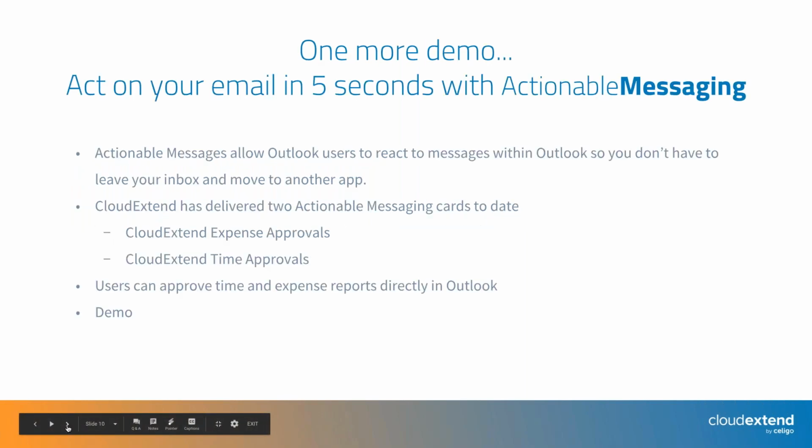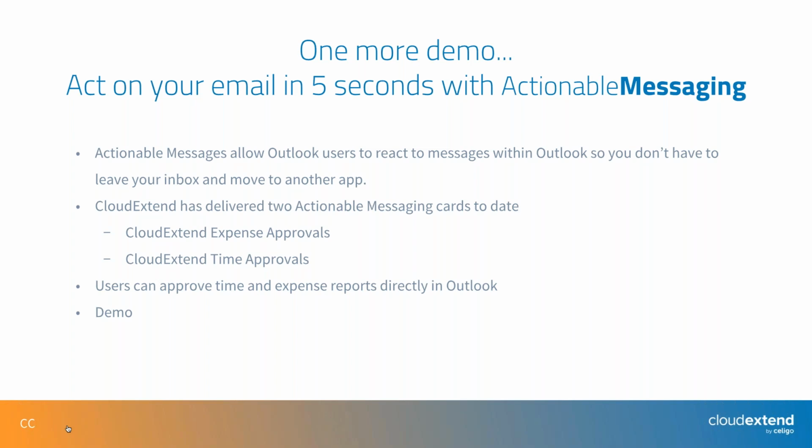So now I'm going to do another demo myself with what I think is our most exciting feature called Actionable Messaging. So Actionable Messaging is a new concept for Microsoft. It's available just recently in Outlook, and it's designed to allow users to act on their email in 5 seconds or less, which, by the way, is likely the amount of time that you spend looking at a single email before deciding what you want to do with it, reply, save it for later, etc.